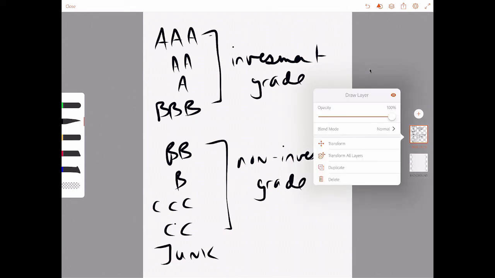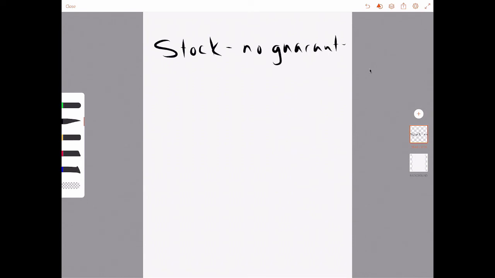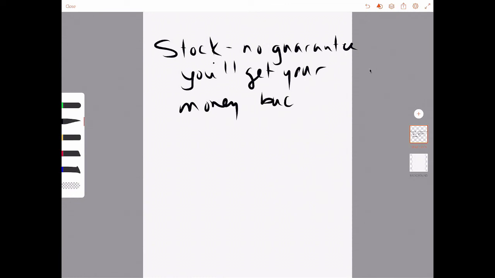In the stock market, there's lots of risk because there is no guarantee you'll get your money back. There's no guarantee with the stocks. With bonds, it's a little bit different.